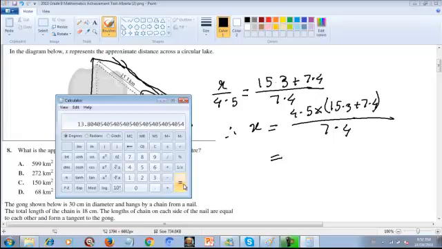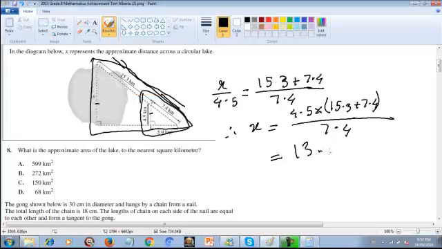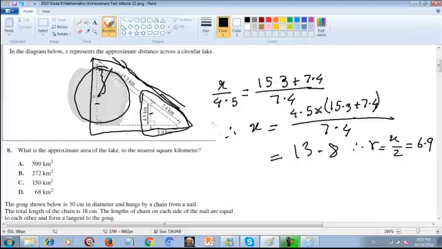But we don't need x, we need the radius, so we need x divided by 2. If we divide it by 2, we get 6.9. So x equals 13.8, therefore r equals x over 2, that is 6.9. Now we know r, the radius of the circle. So this is the circle and we know r. Now we can find the area of the circle, that is pi r squared.